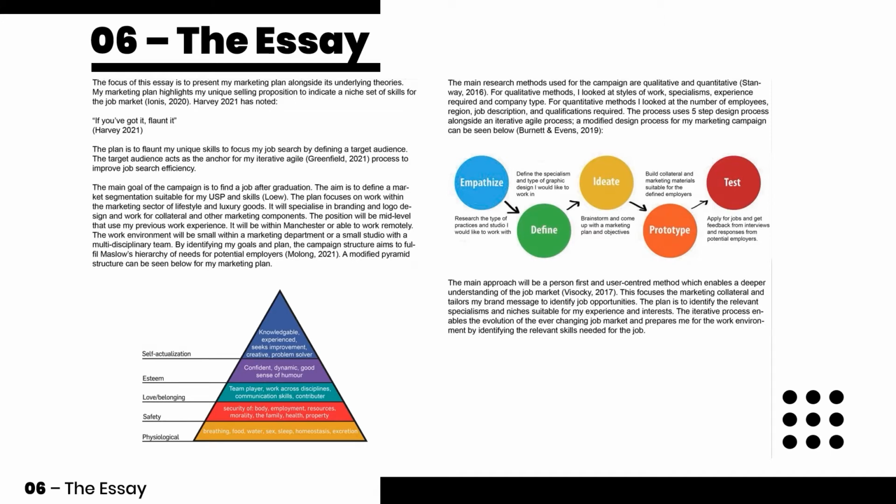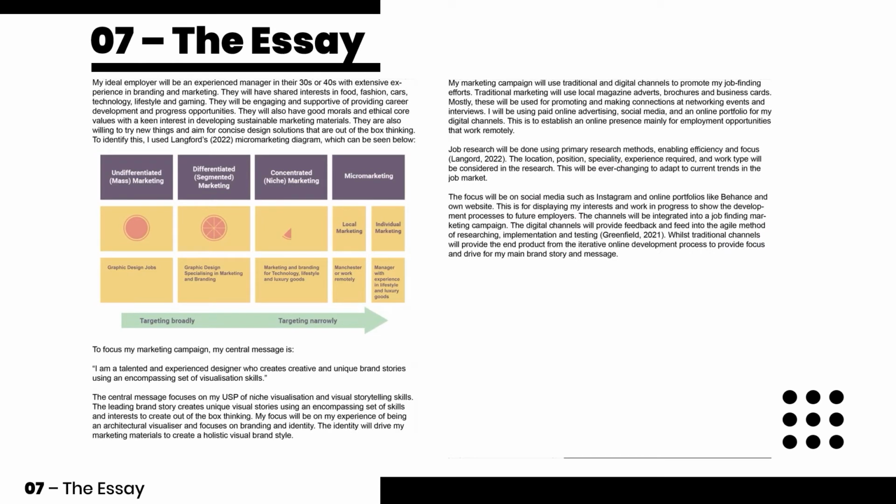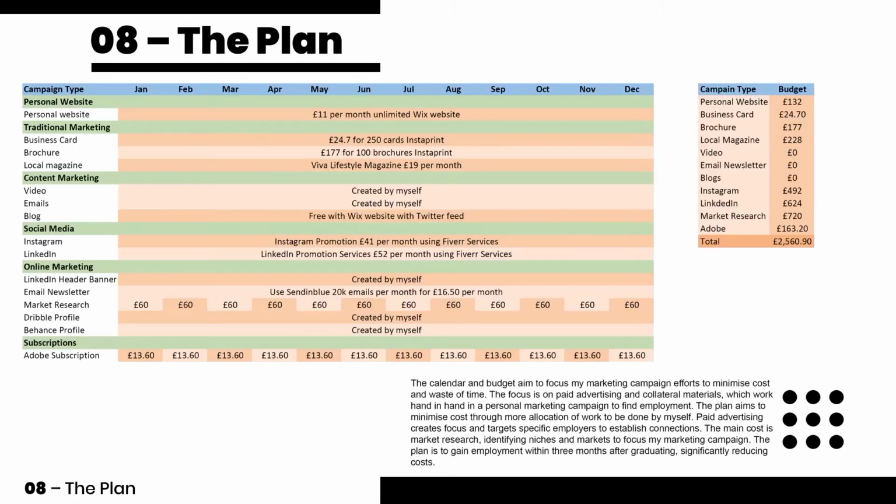By using the 5-step agile process, I created a first-person approach to my plan, which identified a niche within the target audience. I used micro-marketing to target effectively suitable employment. I then created a marketing plan and budget which focuses on gaining employment, mainly to create a portfolio both physical and through social media.